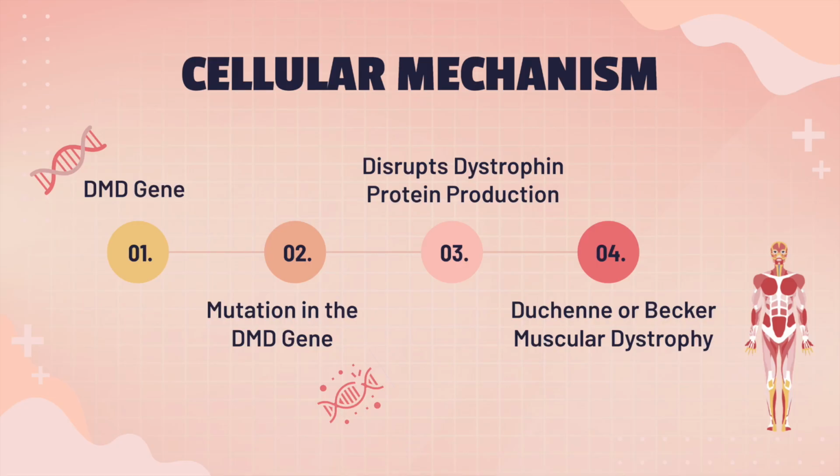The cellular mechanism responsible for Duchenne and Becker muscular dystrophy is caused by the inheritance of the defective dystrophin gene on the X chromosome. The DMD gene is the largest human gene, which makes it highly prone to mutations and functions to synthesize the dystrophin protein. Mutations in the DMD gene are caused by deletions and duplications, which as a result disrupt dystrophin production.